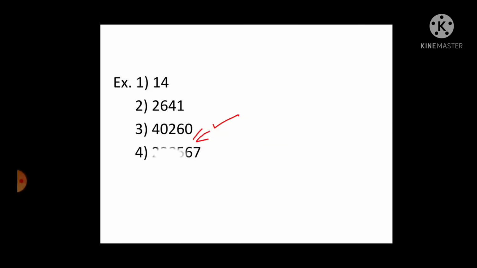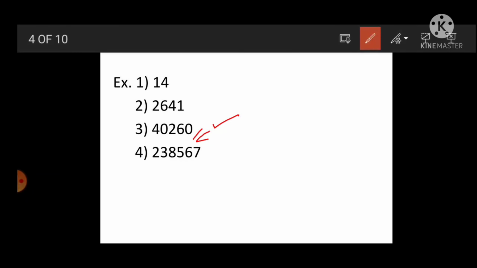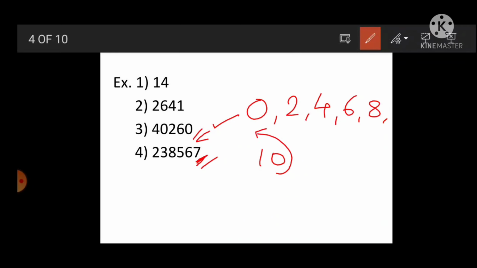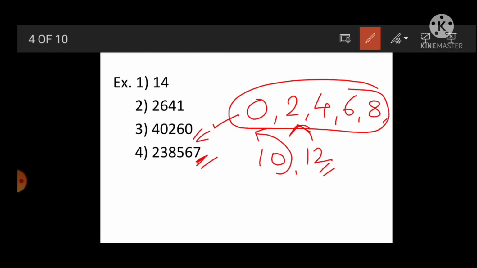See the fourth example, 2,38,567. The ones place digit is 7. Is this number divisible by 2? No. Why? Because the ones place is 7, and according to the test, the ones place should be 0, 2, 4, 6 or 8. After 8 comes 10, so the ones place 0 repeats. After 10, 12, so 2 is repeated in the ones place. So just remember these 5 digits: 0, 2, 4, 6 and 8 in the ones place, then the given number is divisible by 2.